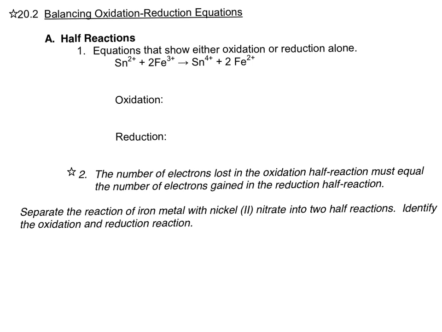The way that you balance redox reactions is you start with something called half reactions. Half reactions show the oxidation reaction and the reduction reaction. So we're going to start by looking at this example here. In this example, we have tin, and it is losing some electrons, so it's becoming oxidized. And we have iron, which is gaining some electrons, so it's being reduced.